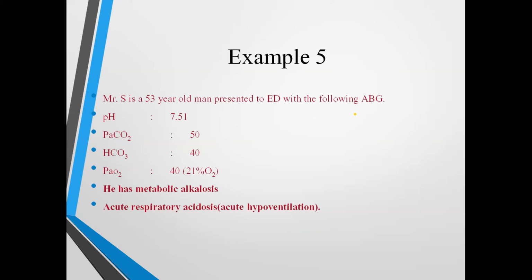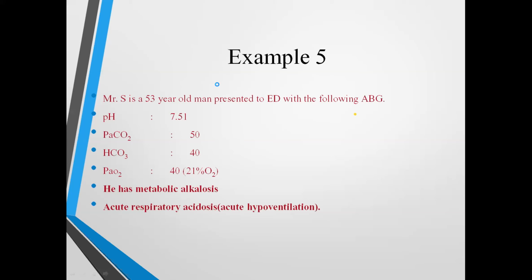Next. Mr. S, a 53-year-old man, presented to the emergency department with the following ABGs. pH is 7.1, PCO2 is 50, and bicarb is 40. It's metabolic alkalosis, sir. Metabolic alkalosis. That's okay, good. Just look into the scenario.